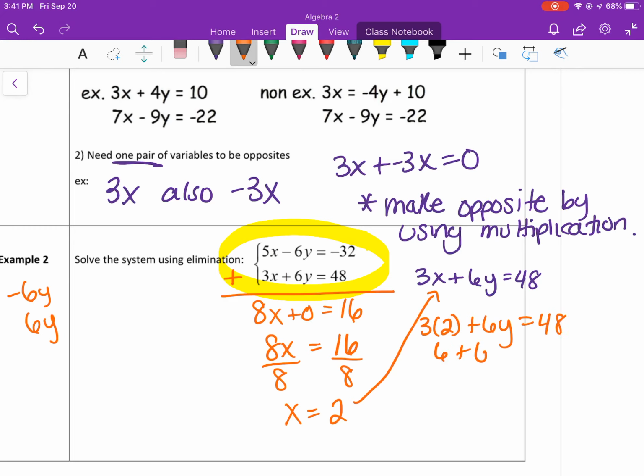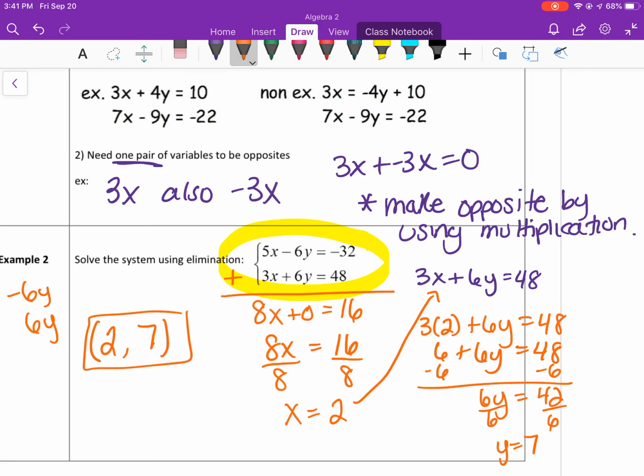So that's 6 plus 6y equals 48. Then continue solving for that. Start by subtracting the 6 to isolate the y variable, and then divide by 6, and we get y equals 7. So my final answer is the ordered pair where x equals 2 and y equals 7. That is where these two linear equations, the two lines, intersect. That is where they are equal.